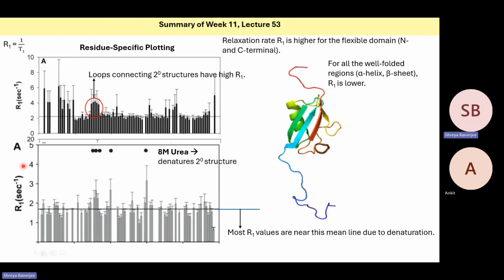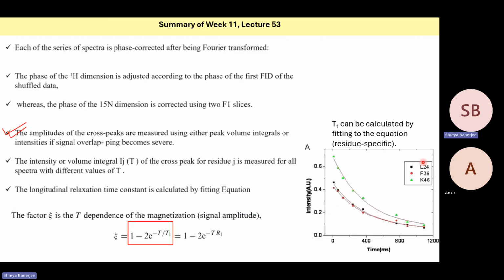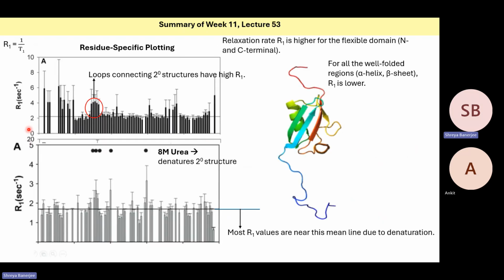Now we can calculate R1 residue specific. We just saw here that we can calculate residue specific. So from each plot, we will get the value of longitudinal relaxation time for that particular residue. Here a protein is shown. You can see it is this protein which is shown. For each residue of the protein, on the x-axis you basically have the residue number. So for each residue, you are getting a different value of R1, and that is what has been plotted here.